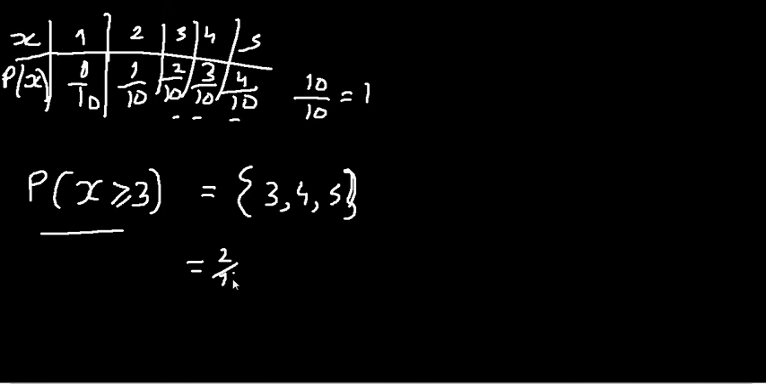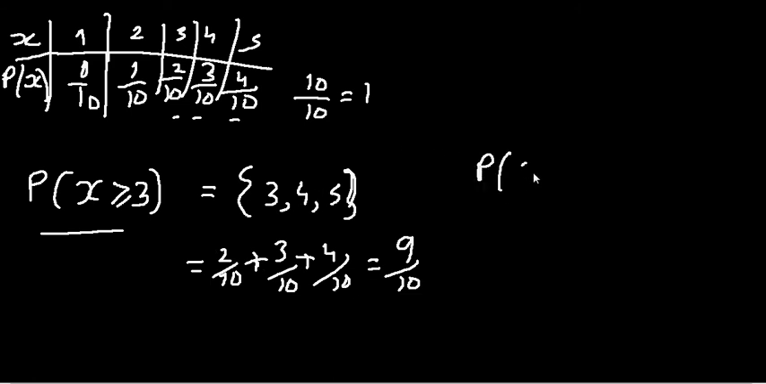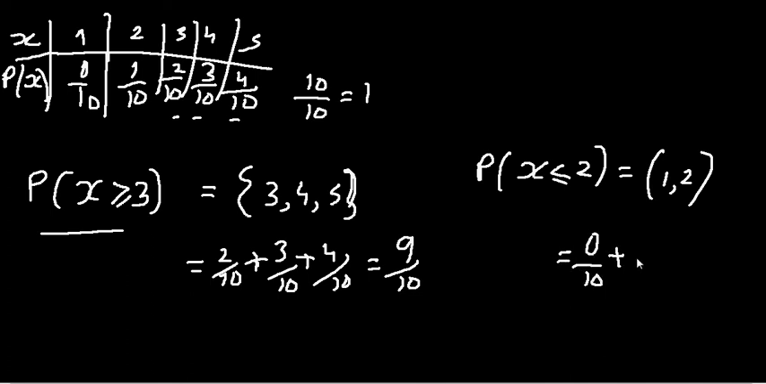So that's 2/10, 3/10 plus 4/10 is equal to 9/10. So the probability of getting 3 or above is 9/10. Let's do another one. Probability of getting x equal to or less than 2. So that includes the probability of 1 and 2. So that's basically the probability of 1, which is 0, probability of getting 2, which is 1 over 10. So therefore the answer to that inequality is 1 over 10.